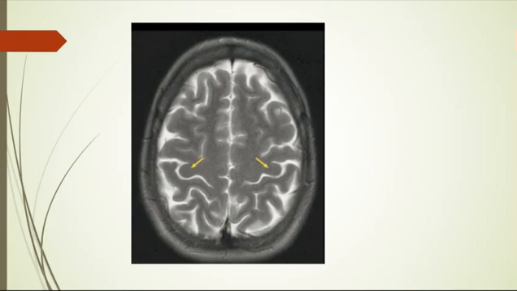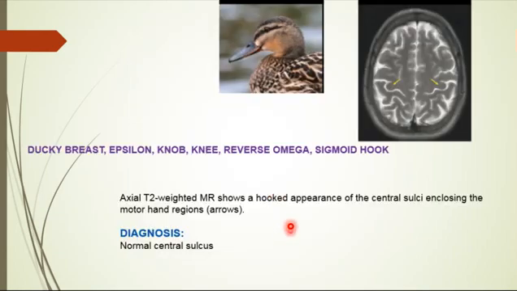So, what pathology does that indicate? That's what I'm asking. What does this indicate? That's a normal anatomical feature, okay? The ducky breast, epsilon knob, the reversed omega or sigmoid hook sign. You can see this hook, something bulging here, like the beak of this duck. This indicates the central sulcus enclosing the motor hand region, which is a normal appearance in the brain MRI.